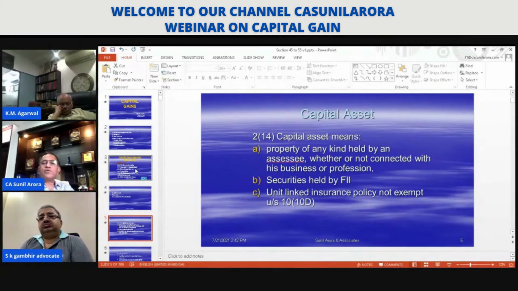Now, the unit-linked insurance policy has been brought in as a capital asset in the Finance Act 2021 itself, wherein certain specific categories of insurance policies have been brought in as a capital asset. When we surrender these policies, or at the time of redemption of these policies, a certain amount out of these would become taxable. So this also we'll be discussing a little later.